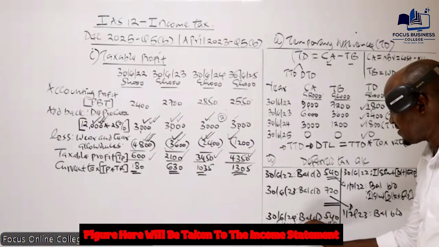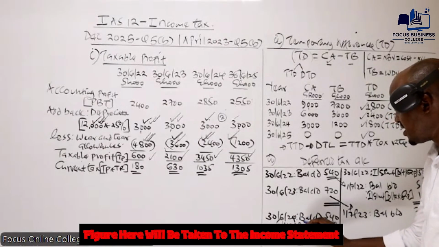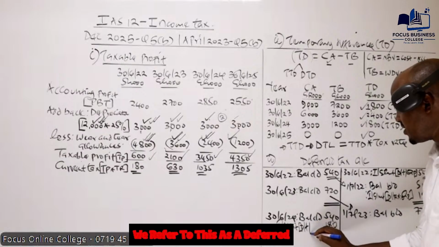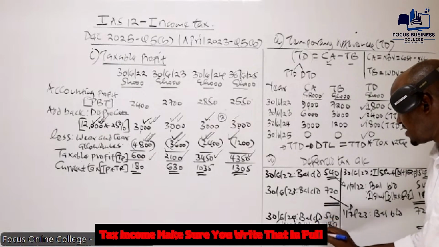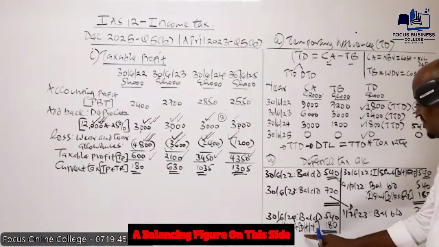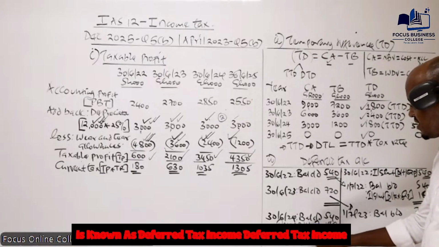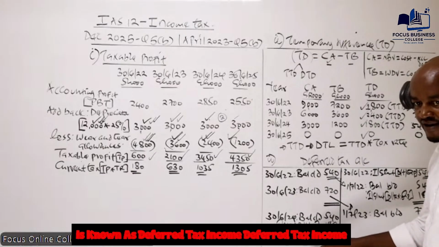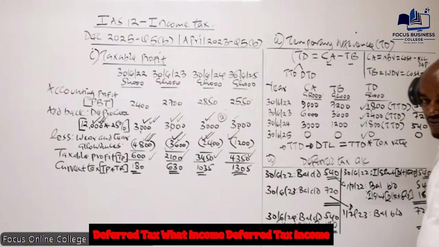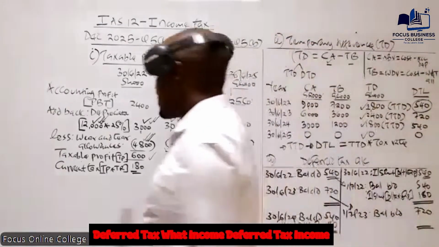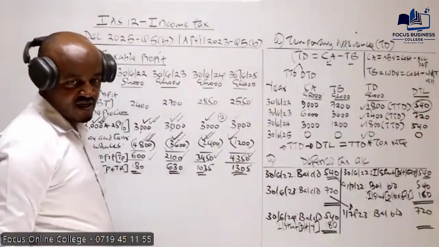I've said the balancing figure on the other side will be taken to the income statement as deferred tax expense, and a balancing figure on this side we refer to as the deferred tax income. Make sure you write that in full. A balancing figure on this side is known as deferred tax income. Deferred tax what? Income.